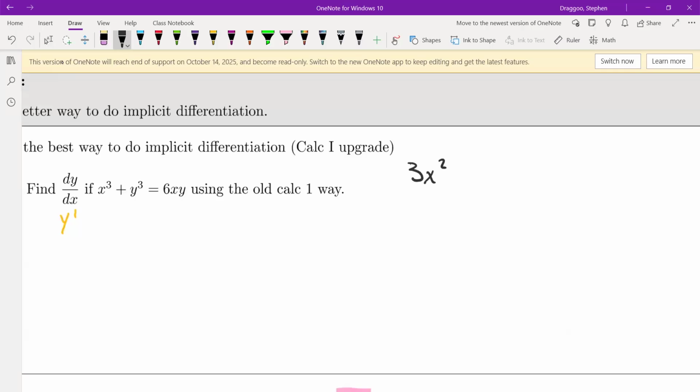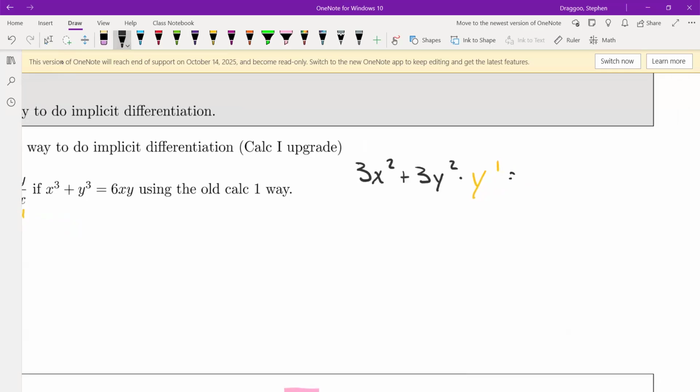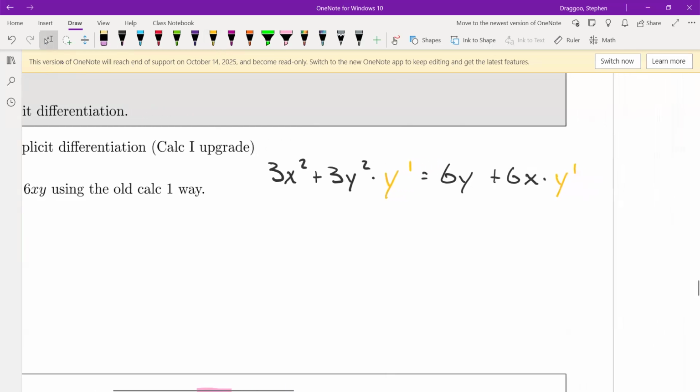3x squared plus 3y squared times y prime. Right, so the chain rule says if I take the derivative of y cubed, I also need to multiply by y prime. And that's equal to 6y plus 6x times y prime. Again, anytime I take the derivative of y, I need a y prime to show up. So y prime is the thing that I am looking for.